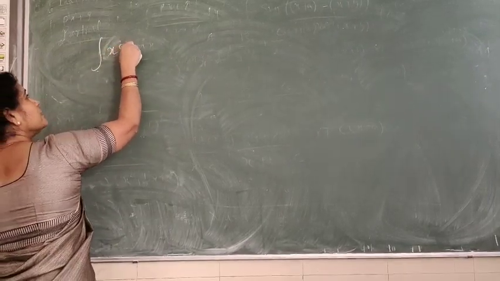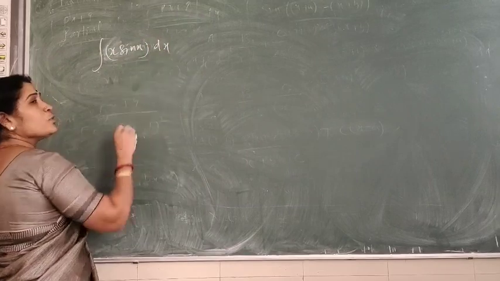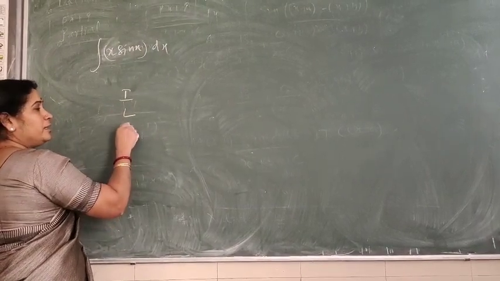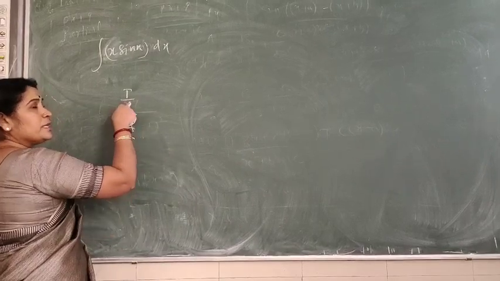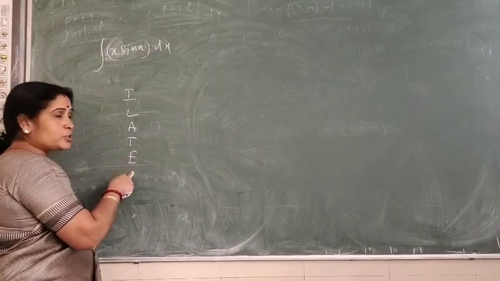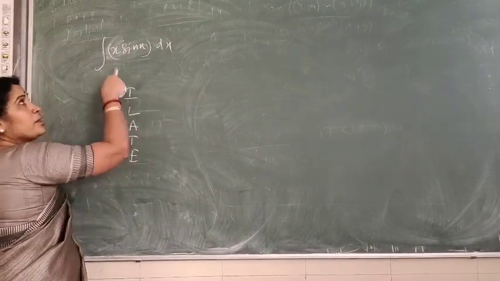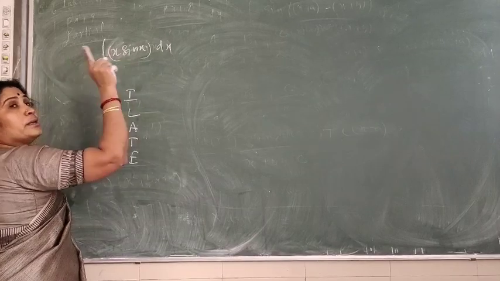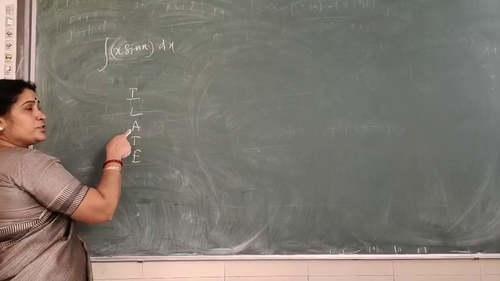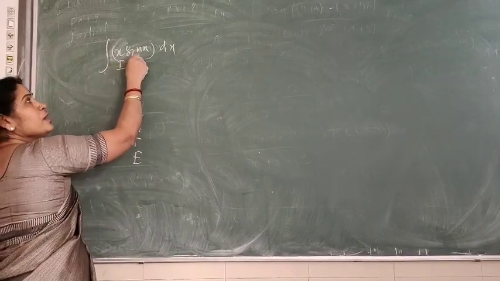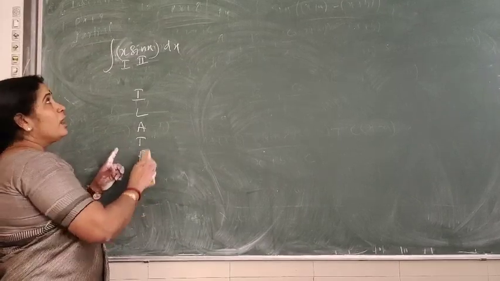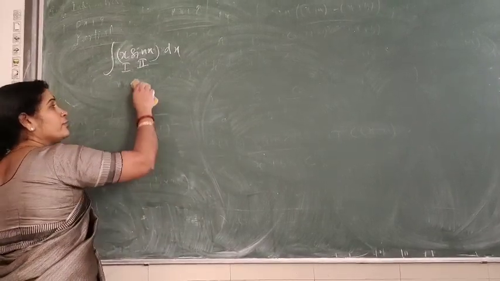Integral x into sin x into dx, okay, fine. So we use ILATE. How to choose first and second function? ILATE means inverse trigonometric, L means log, A means algebraic, T means trigonometric, E means exponential. Whichever comes first in priority is the first function. This is algebraic, this is trigonometric. So which letter is first? Algebraic is first. This is the first function and this is the second function. Clear to you? Whichever letter comes first as per the question, that is the first function, and the other one is the second function.